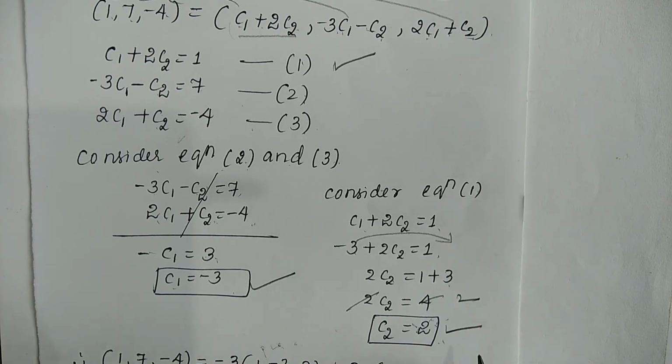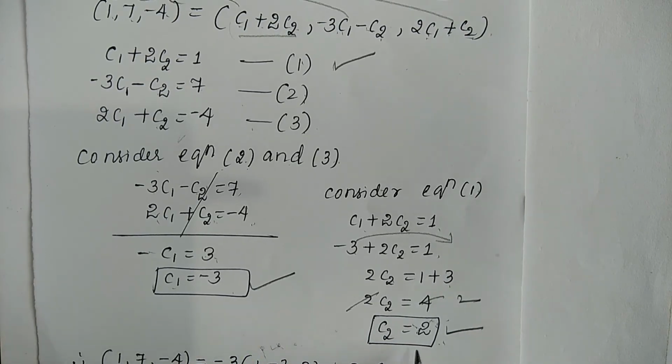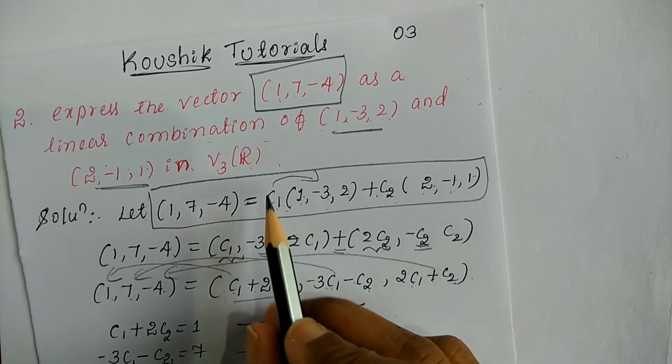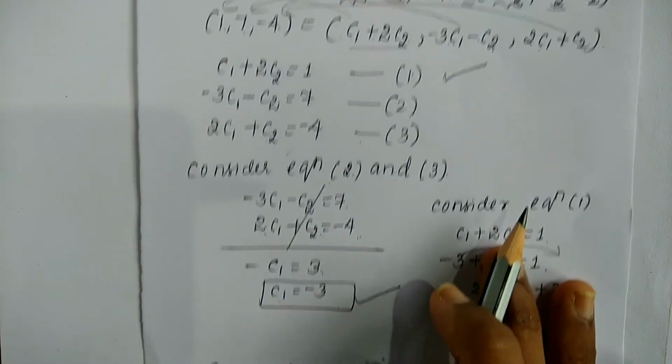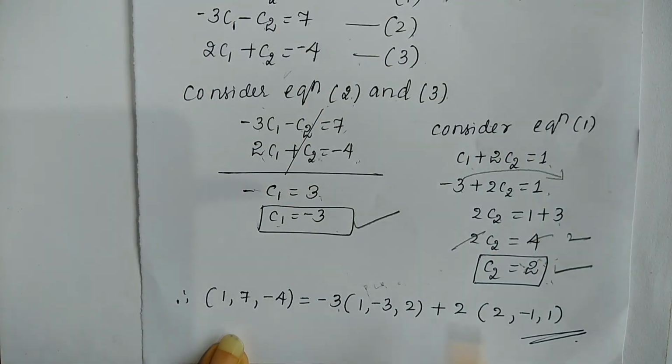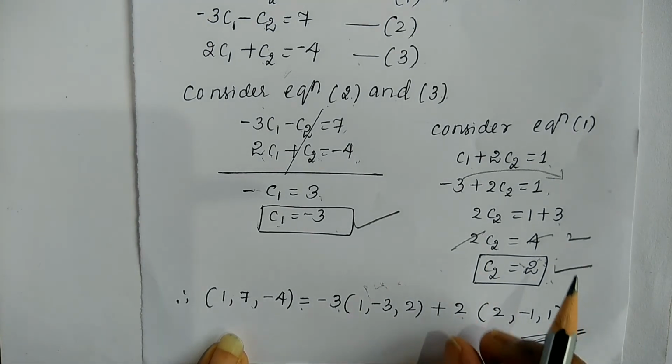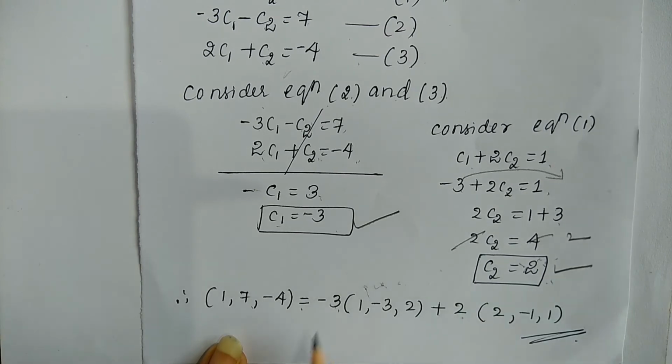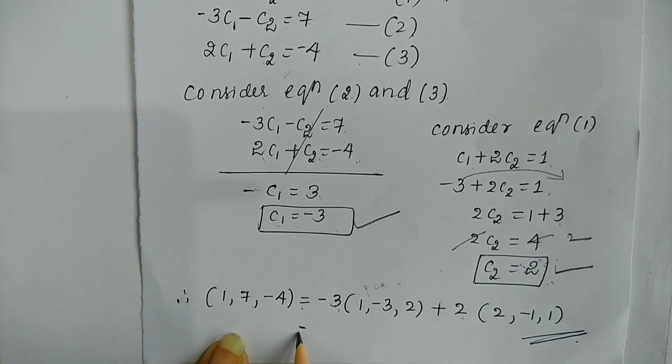So we get the two scalars C1 and C2. For that C1 and C2 we have minus 3 and 2. So (1, 7, minus 4) can be written as some scalar into that vector plus a second scalar into the second vector. So is it right? Does the equality hold?